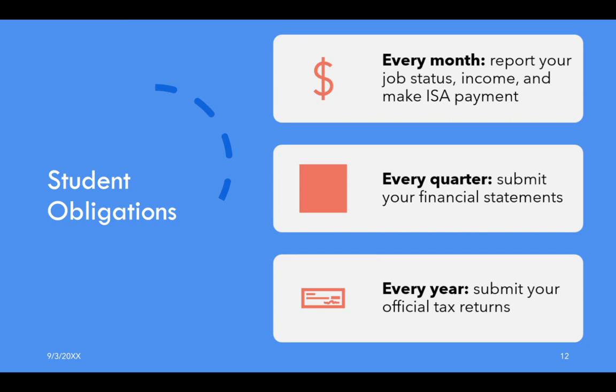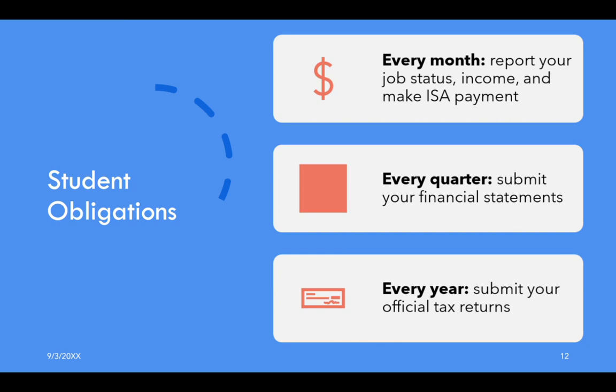Okay, so let's start with your student obligations. Every month, you're required to report your job status, your monthly income, as well as make an ISA payment. Keep in mind, this applies even while you've not started making the ISA payments when enrolled in your learning institution. You're just supposed to make a report saying you're still enrolled. In case you drop out, you also need to make a report saying you left the educational institution. So this starts immediately after you sign your income share agreement, on the next month.